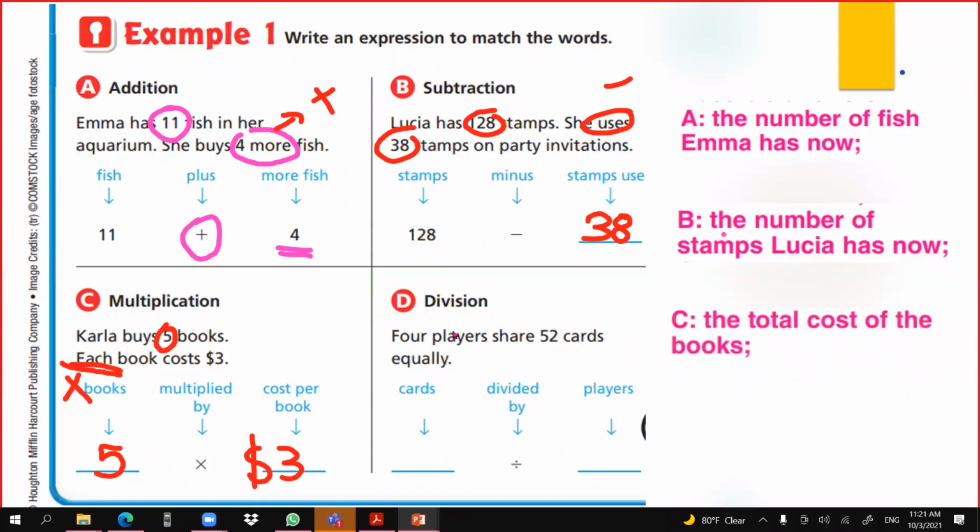Now, here, number D. 4 players share 52 cards equally. Remember, if you say share equally, what does it mean? Divide. Bravo. If you say the word equally, like I shared with you the number of biscuits equally, it means divide. Now here, how many cards do you have? 52. How many players do we have? 4. Bravo.